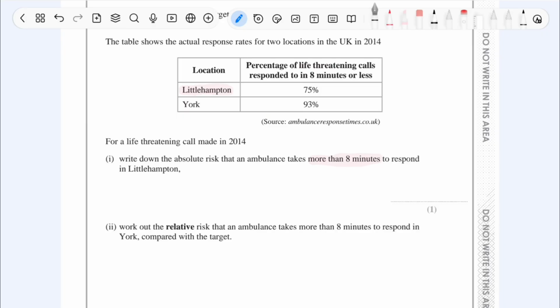So this is for 8 minutes or less. So if 75% are answered in 8 minutes or less, then 25% are done in 8 minutes or more. Now write down the absolute risk. The absolute risk means that you're just looking at that in general. You're not looking at it in comparison to another variable, another location. So it'll just be 0.25.